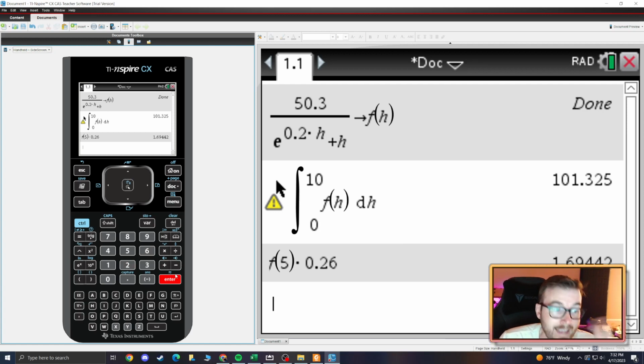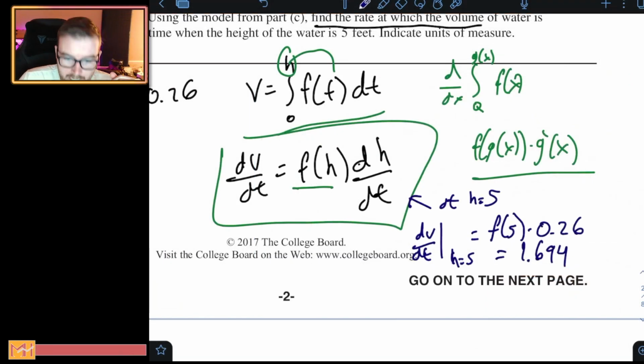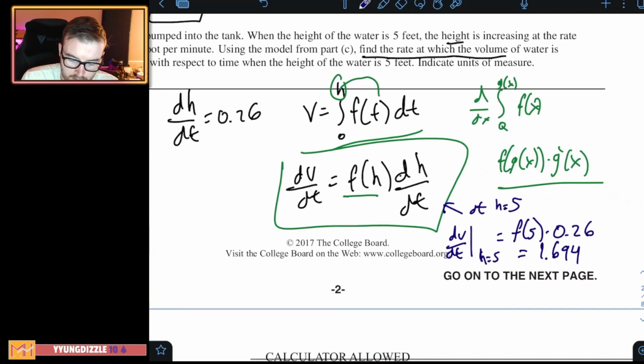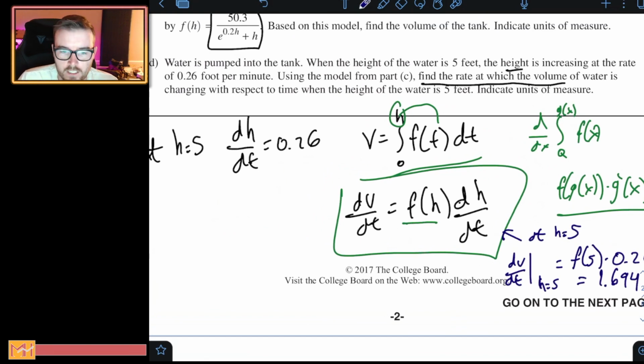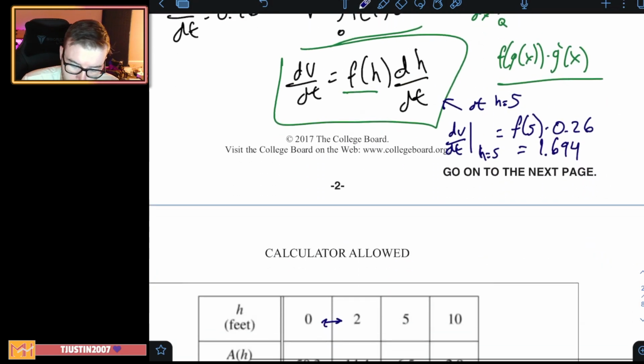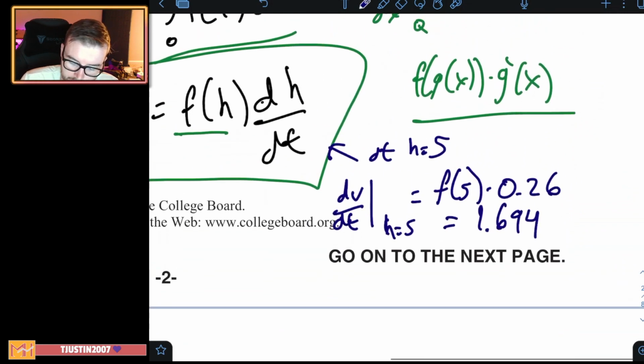And the answer, 1.694. And what are the units of measure for this? This is a rate, after all, right? dV/dt. It's the change in volume. So volume is cubic feet, but it's the change in volume over time. So cubic feet per, and this is in terms of hours or minutes? Minutes. So cubic feet per minute is what we just arrived at.